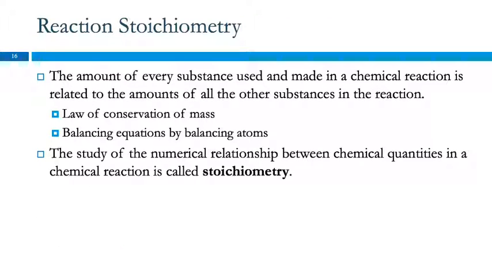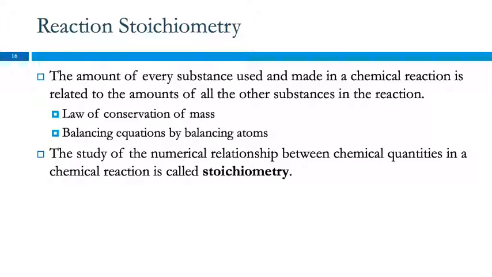So the amount of every substance that's used and the amount of every substance that's made in a chemical reaction, these are all related to each other. So we have the law of conservation of mass, which states that matter cannot be created or destroyed. And we balance the equations by balancing the atoms. And so how much product we get is directly related to how much reactant we start with. And the study of these numerical relationships is called stoichiometry. I'm not going to test you on that word, but you'll hear it tossed around, stoichiometry.